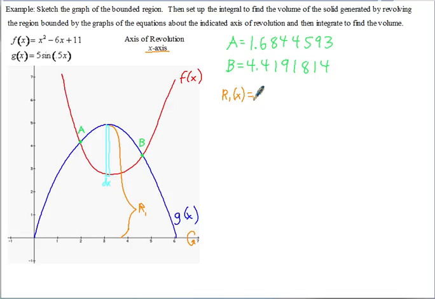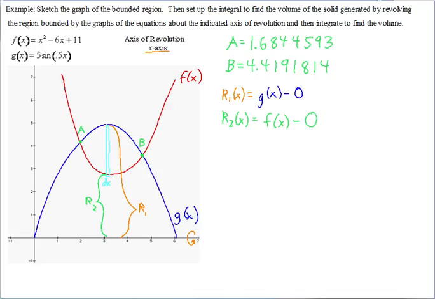So the top curve there is g of x minus the bottom one, which is 0. R1 would be g of x minus 0. And on this one, notice there is a gap between the lower part of the rectangle and the axis of revolution. So there's going to be a hole in this, so R2 is needed on this one, and it would be the close end of the rectangle to the axis of revolution. So there's R2. R sub 2 of x would be, again, the one on top here is f of x minus the one on the bottom, just 0.